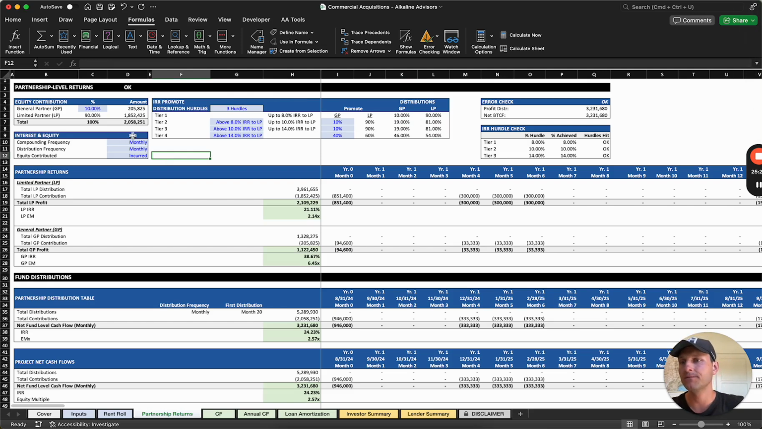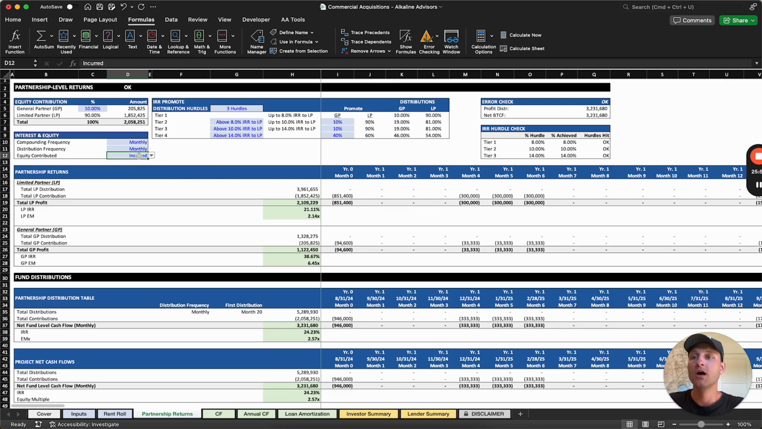Compounding frequency and the distribution frequency of the Pref. So are we compounding the Pref annually, monthly, or is there no compounding? All this will determine ultimately the amount that the LP will receive based on the Pref percentage. And then same thing with the distribution frequency. When are we making distributions to the LP? Are they going to be annually? Are they going to be quarterly? Or are they going to be monthly?